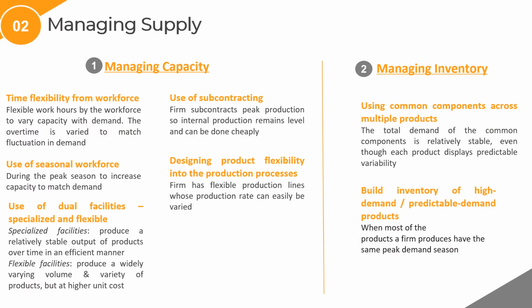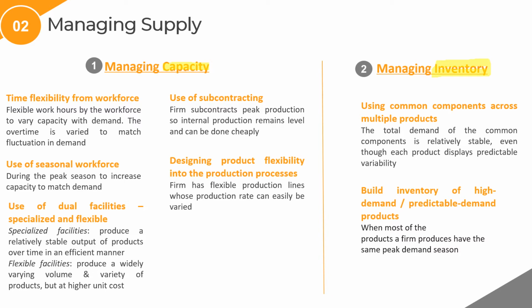Okay, the next one is managing supply. A firm can vary their supply of product by controlling the combination of the following two factors, that are capacity and inventory. In general, companies use a combination of varying capacity and inventory to manage their supply. The first one is managing capacity.